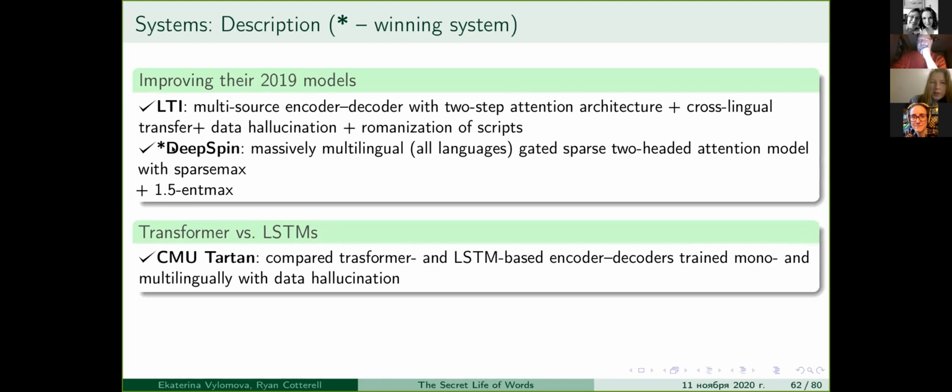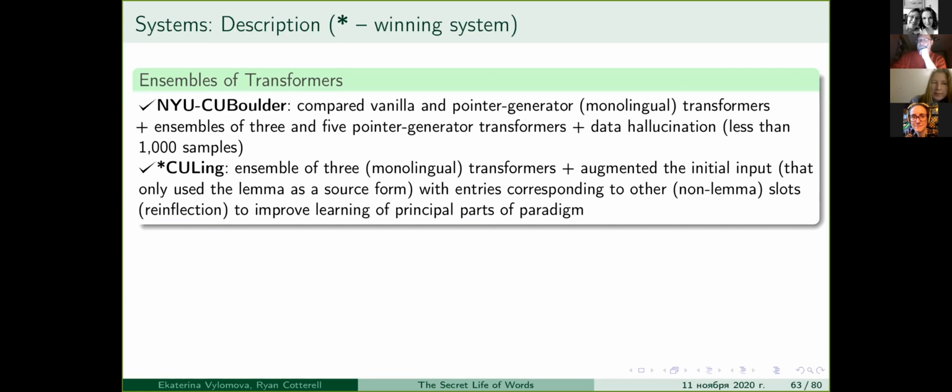One of the strongest submissions was from DeepSpin, which trained a massively multilingual model with some form of sparse max instead of softmax. Some other teams also compared transformers to just LSTM encoders and decoders. And some other models, also very strong submissions, use ensembles of transformers. For instance, CU-Link, one of the winning systems, used an ensemble of 3 monolingual transformers augmented with input where the lemma was replaced with some other non-lemma forms, so that the model can learn some principal parts of the paradigm, because sometimes the lemma is not the most informative form.